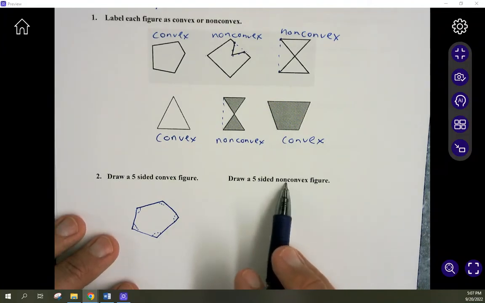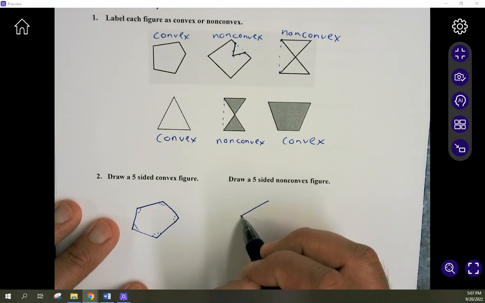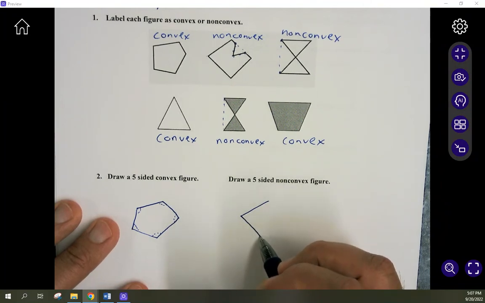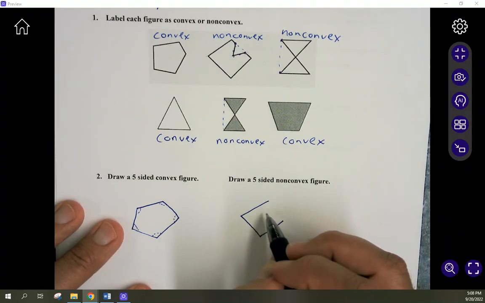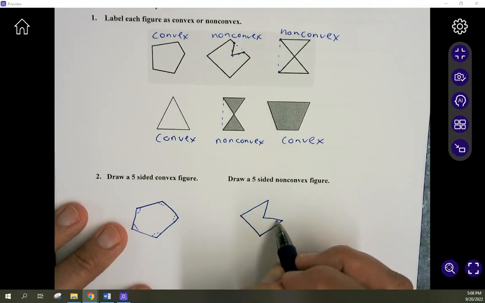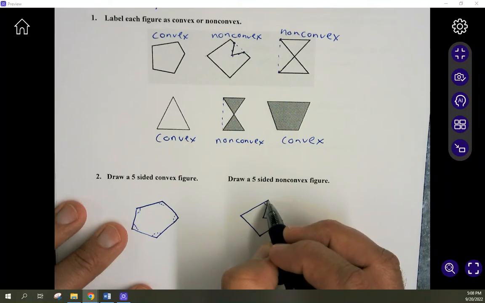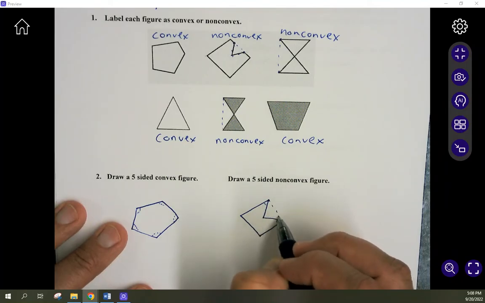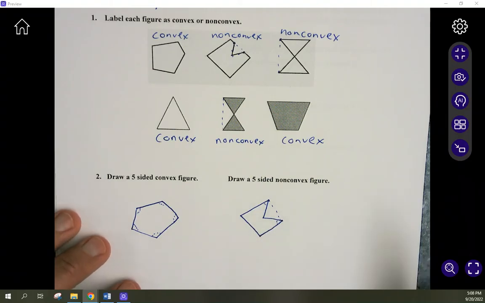So when I draw a 5-sided non-convex figure, I'm going to draw a couple sides here. 1, 2, and now I want to create, I'm going to go one more. 4, so far so good. 1, 2, 3, 4, and 5. Here's my smaller angle and smaller angle. And now I've got 2 points here that if I connect them with a segment, it lies outside of the figure. That is non-convex.